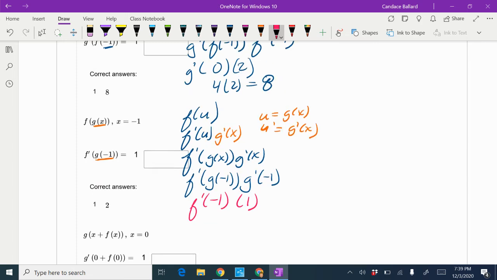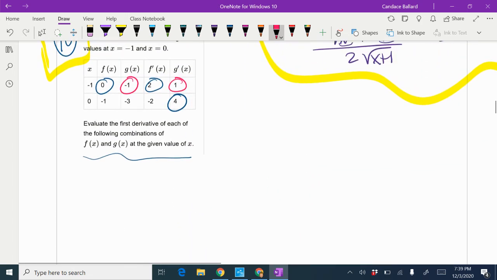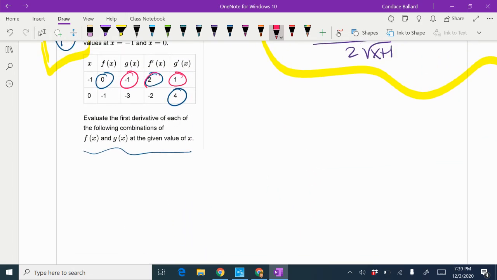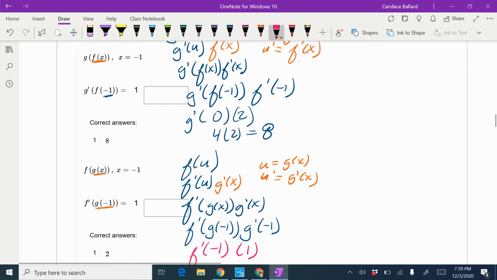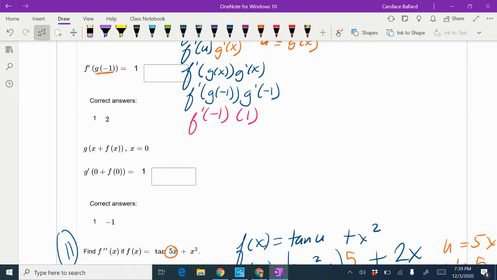Okay, and now I need f prime of -1. F prime of -1 is 2. So 2 times 1 is going to be 2.